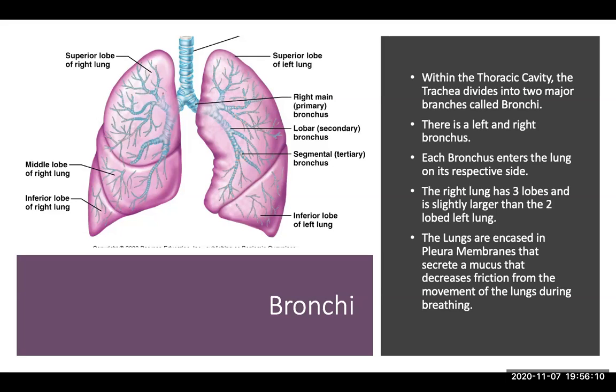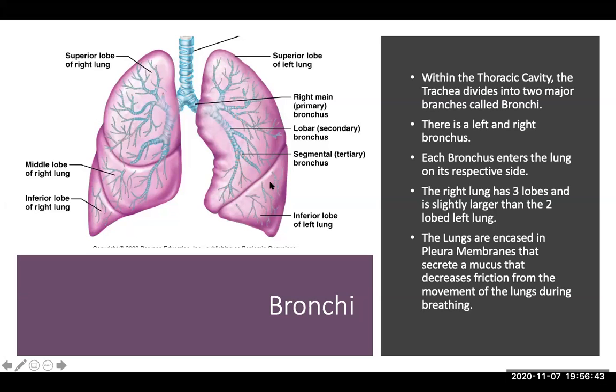So here we look at the bronchi. So your trachea will split into bronchi. And you'll notice here that the different sides of the lung have different, within the thoracic cavity, the trachea will divide into two major branches called bronchi. There will be a left and a right bronchus, and then each bronchus will enter the lung on its respective side. And you'll notice that the right lung has 3 lobes and is slightly larger than the 2 lobes on the left lung. So the bronchi will go to each lobe of the lung.